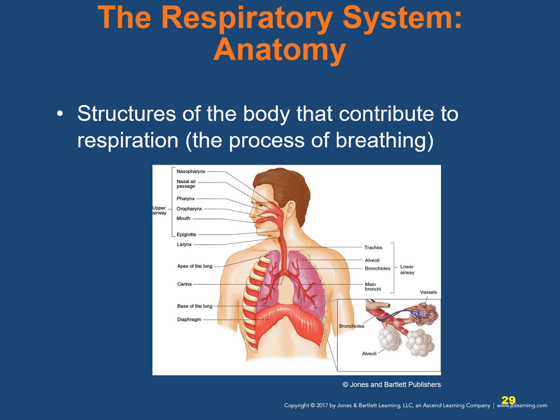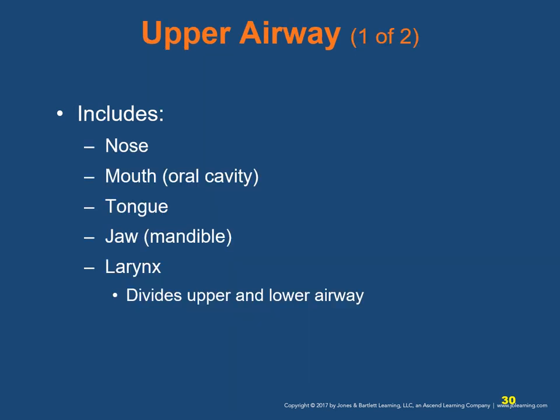The respiratory system consists of structures of the body that contribute to the process of breathing or respiration. The upper airway consists of the nose, the mouth, which is the oral cavity, tongue, the jaw, which is the mandible, and the larynx, which is the voice box. This divides the line between the upper and lower airway. It's a complex arrangement of tiny bones, cartilage, muscles, and vocal cords that make up the larynx.